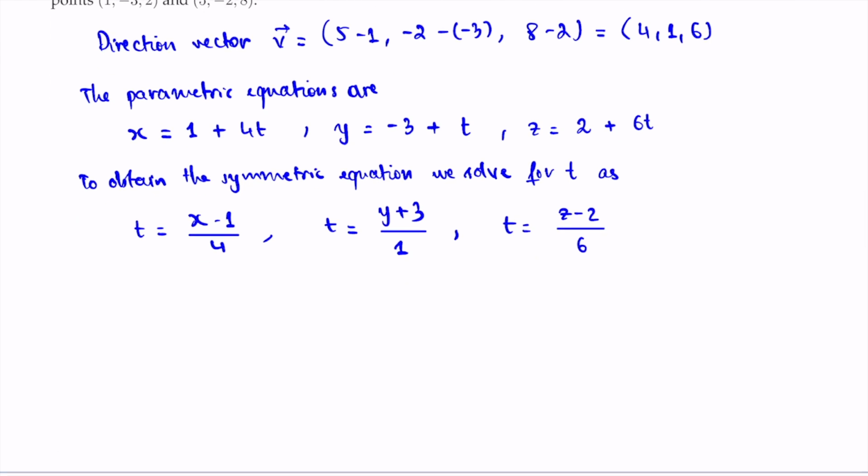And we set these equations equal to one another, and we get (x minus 1) divided by 4 equal to (y plus 3) divided by 1 equal to (z minus 2) divided by 6. So this is the symmetric equation of the line.